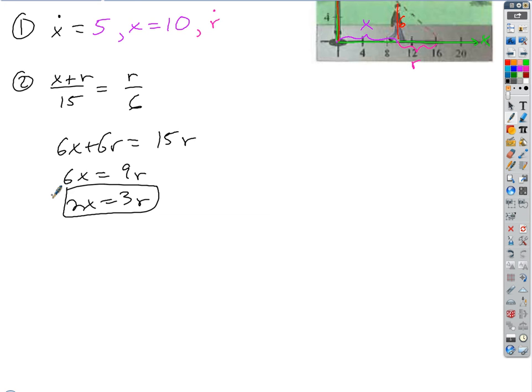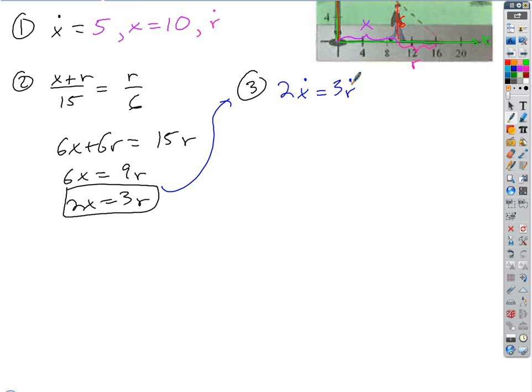Everybody agree? So there's our parent equation. Now what? R dot, the derivative. Okay, so now we're just going to relate the rates, right? So 2x dot equals 3r dot. And we're just looking for r dot, right?